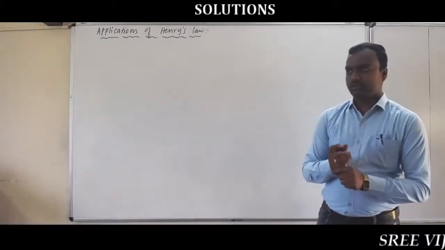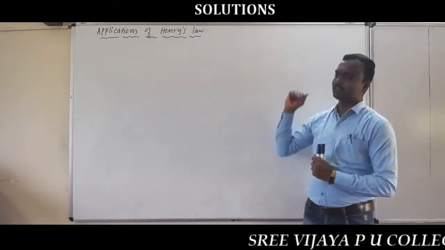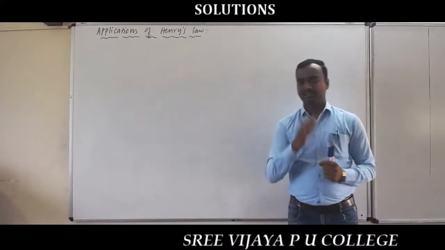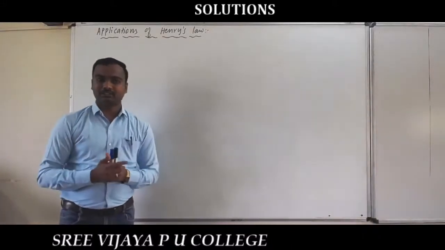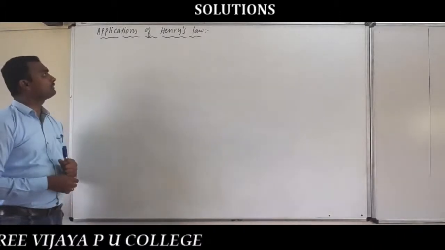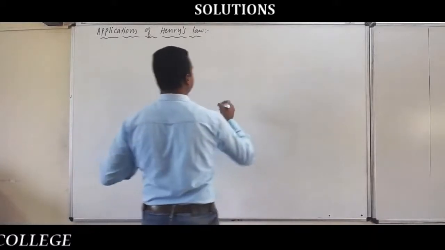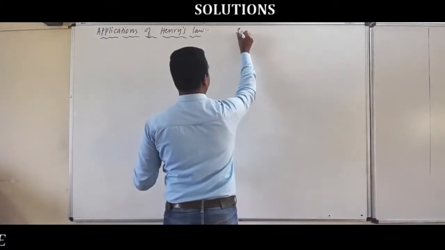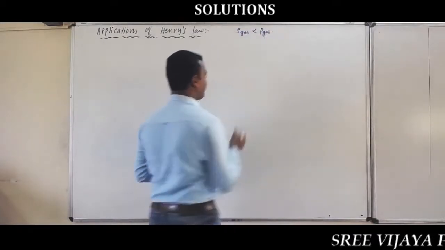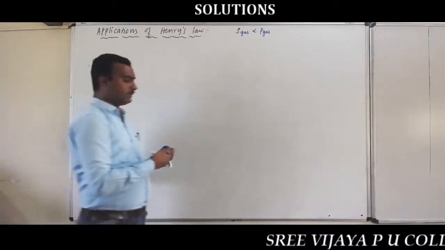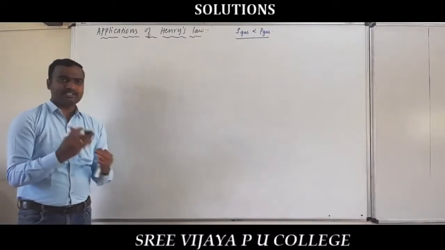Usually in the PU examination, there is a 2 mark question: state Henry's law and write one application. Or state Henry's law and write its mathematical form. The mathematical form we have already discussed in the last session. So in this session, I am going to discuss applications of Henry's law. Before that, the basic statement of Henry's law: solubility of the gas is directly proportional to the pressure of the gas. So this is the basic statement, and now the applications.